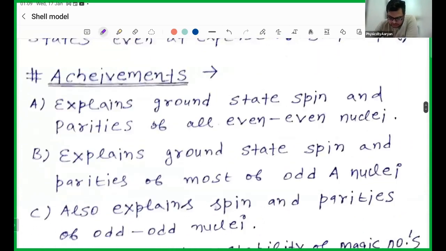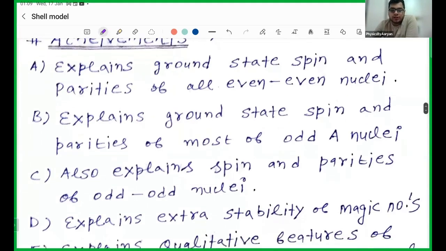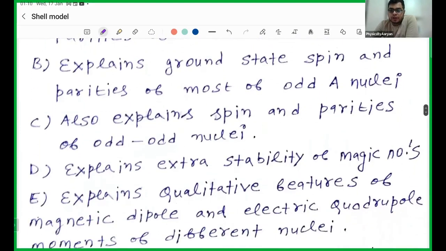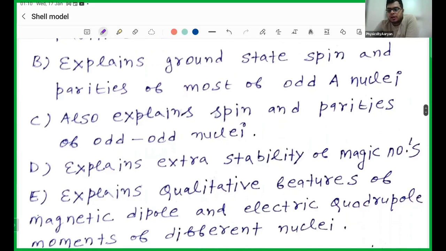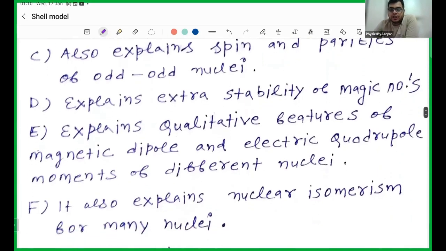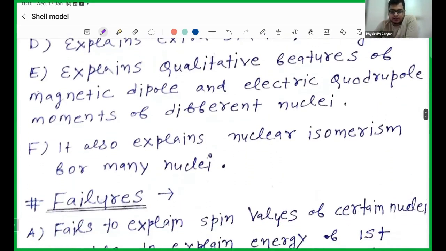Now there are some achievements. The shell model was able to explain the spin, obviously, for even nuclei. It was even able to explain for odd-even nuclei. But the problem was that it is not able to explain for odd nuclei. For some of them it was able to explain, but not for all of them. It also explains the magic numbers. It explained the magnetic moment, quadrupole moment, all of those things. We will discuss that in the next class, by the way.